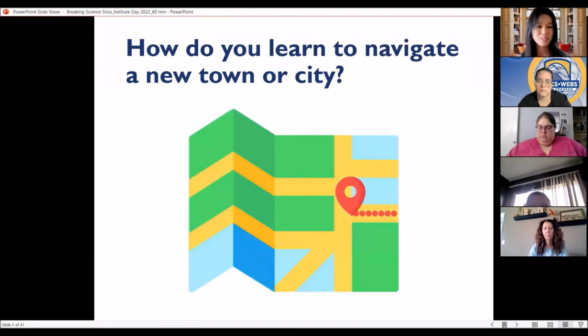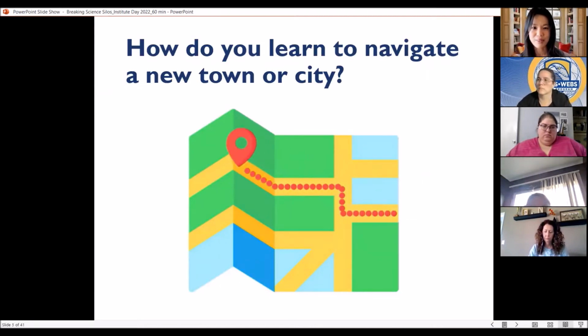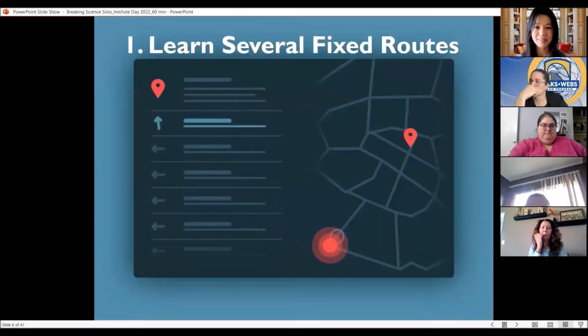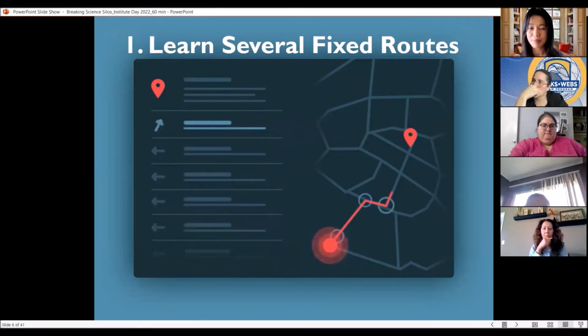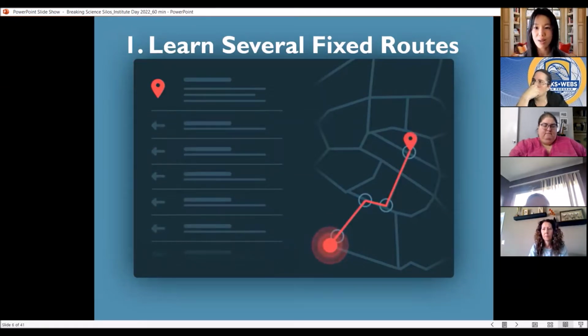I know we mentioned earlier this morning, if you were at the welcome session, we're from all over. So I want you to think about, how do you learn to navigate a new place you've never been before? Whether you just moved there or you're only there for the weekend, there are two different ways you can approach this. One way is to use Google Maps or Waze, whatever you like to use, and you can learn several fixed routes to get from one place to another, whether it's from home to work, home to school, home to the grocery store, etc. It gives you step-by-step directions.